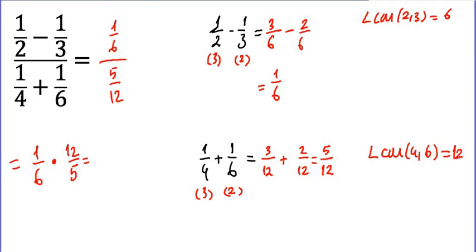Or actually we can just simplify 12 and 6. 12 divided by 6 is 2 and 6 divided by 6 is 1. 1 times 2 is 2 and 1 times 5 is 5. So 2 over 5 is the simplest form of our complex fraction. Now I'm going to show you another way for simplifying this.